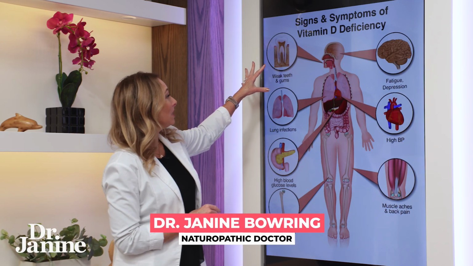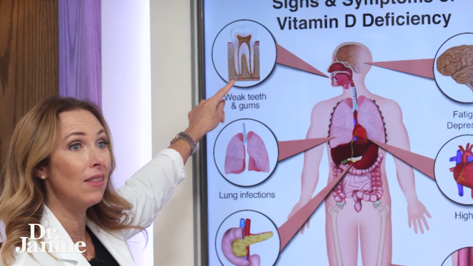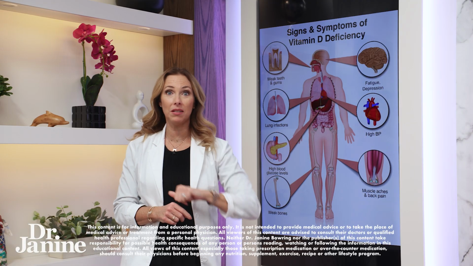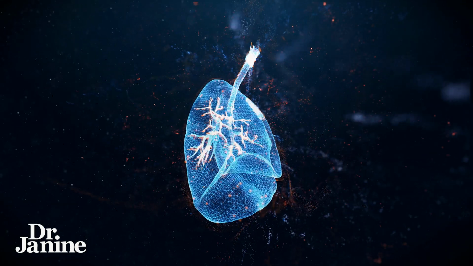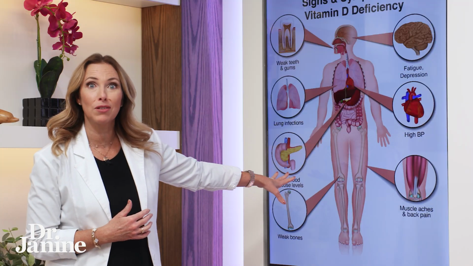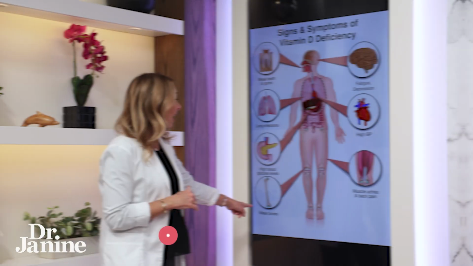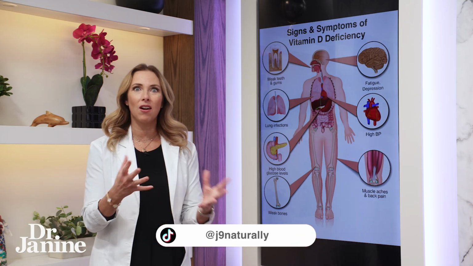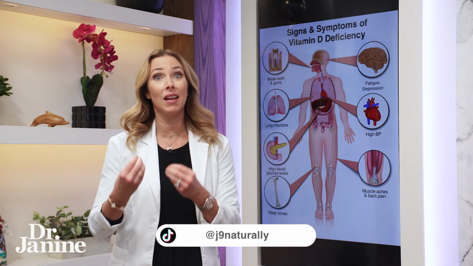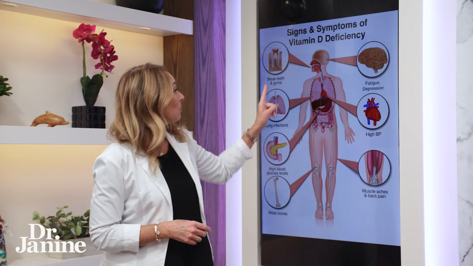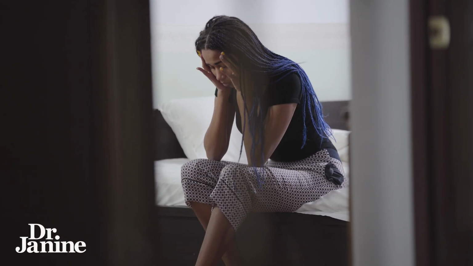We can see that vitamin D is related to the health of our teeth and our gums, as well as lung infections. If you are vitamin D deficient, this puts you at risk for chronic lung issues, as well as high blood glucose levels. Yes, we need that vitamin D to help stabilize our blood sugar. And weak bones. We know that our calcium and other minerals don't stay in the bones as they should if we are vitamin D deficient, as well as fatigue, low mood, and depression because of that low vitamin D.